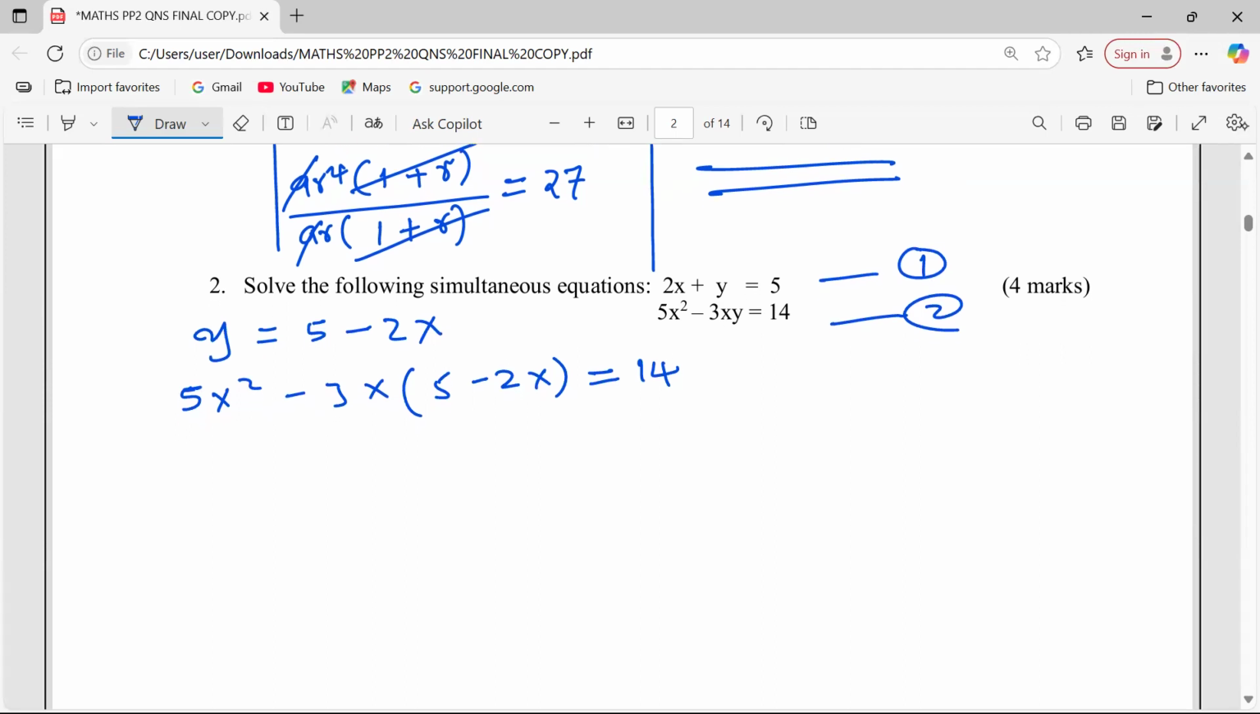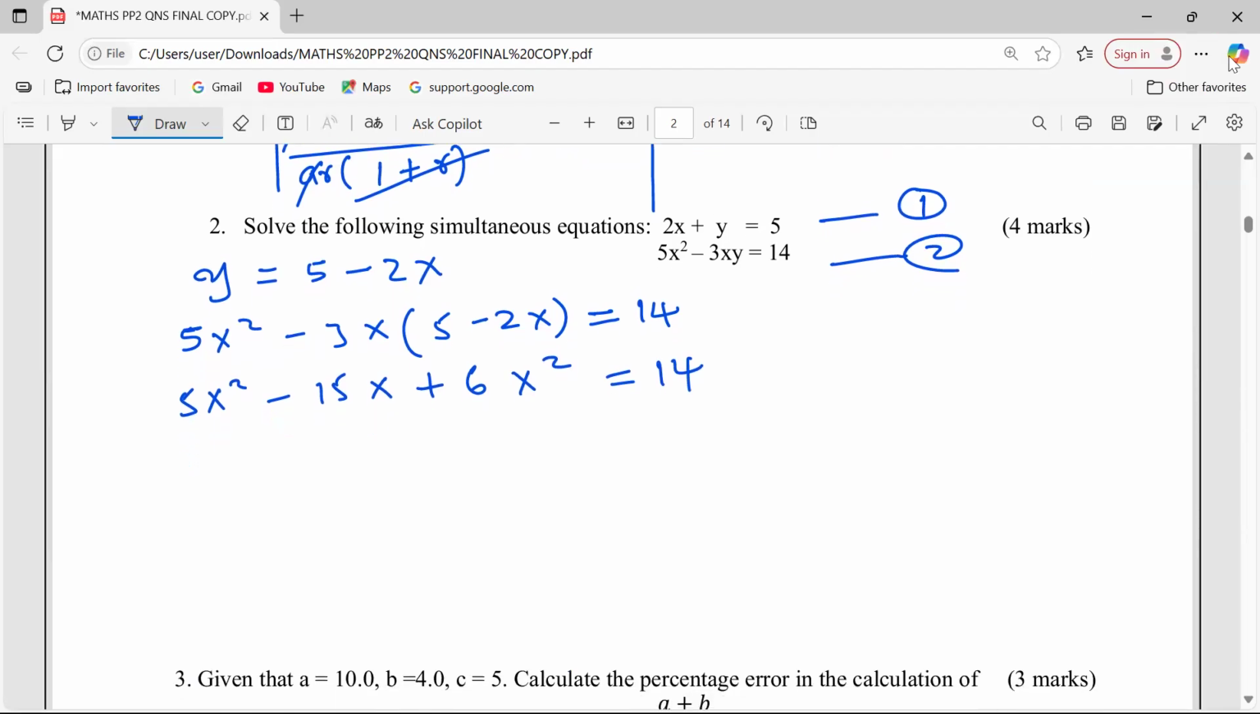So now we can talk about the opening of the brackets there, whereby this is 5x squared minus 15x plus 6x squared equals 14. Now we can group terms. We start with the 11x squared minus 15x minus 14. This is equal to 0. Yeah, I've brought 14 to the left that way.